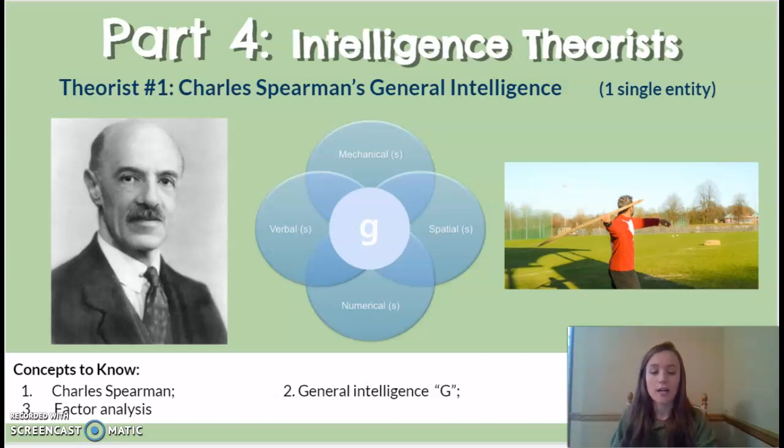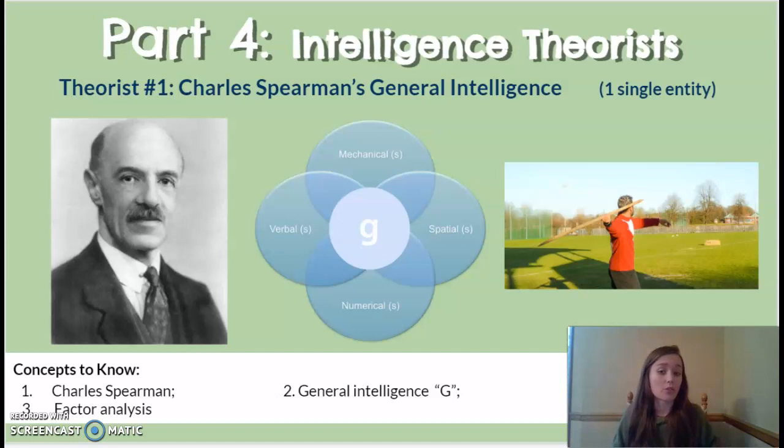This was something that he put together in 1904. So it's a relatively older idea, but it is something that is still prevalent in this idea of factor analysis. There are people that disagree with Charles Spearman today on what intelligence is, because he would think that intelligence is just one entity that he would call G.